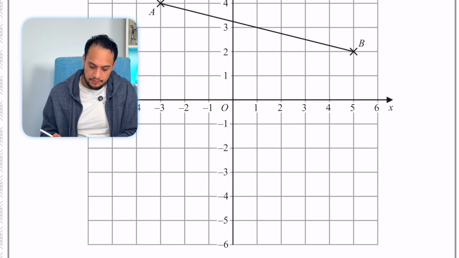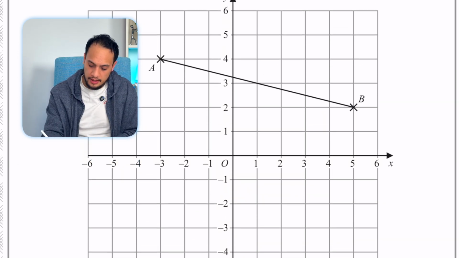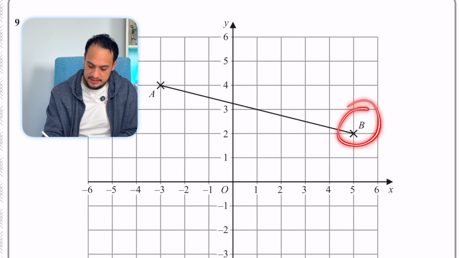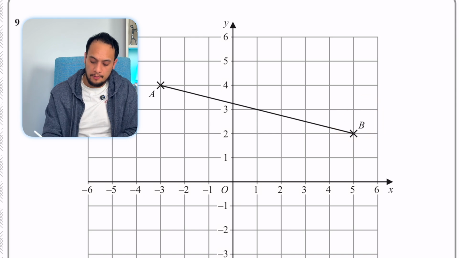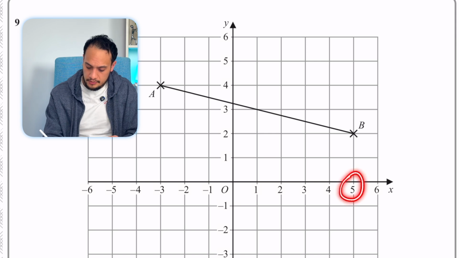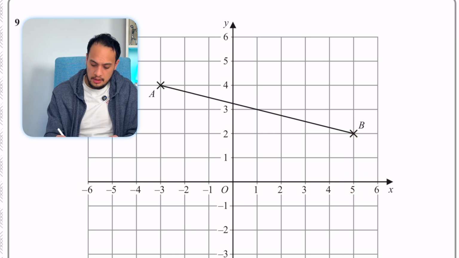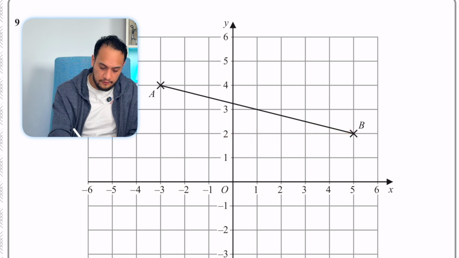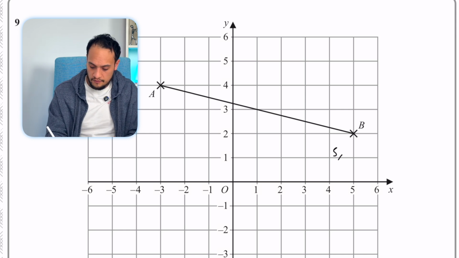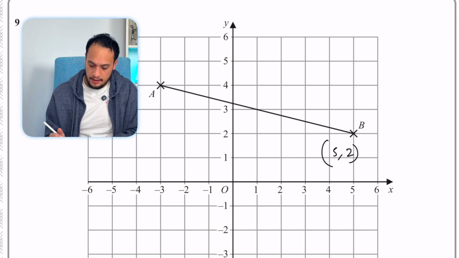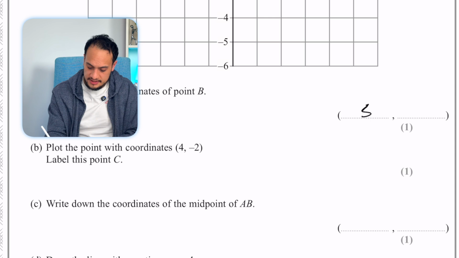Okay, next, question 9. Write down the coordinates of point B. So we look here. Our point B is here. We always look at the x-axis first when we're looking at coordinates, and then our y-axis. You can see here, B is in line with 5 on the x-axis, and then it's in line with 2 on the y-axis. Therefore our coordinate for B will be 5, 2, like that. And then I'll write that down in here.